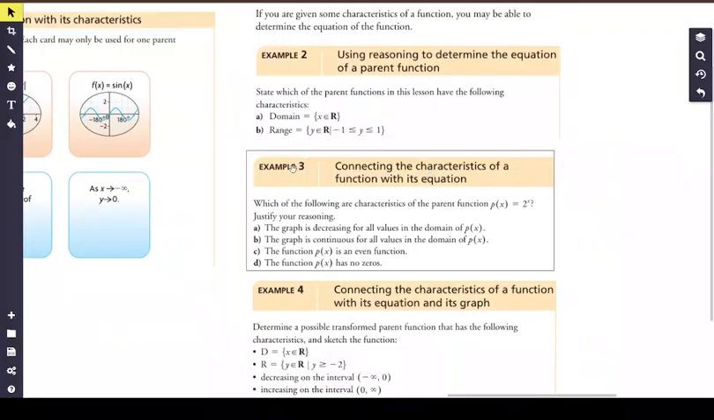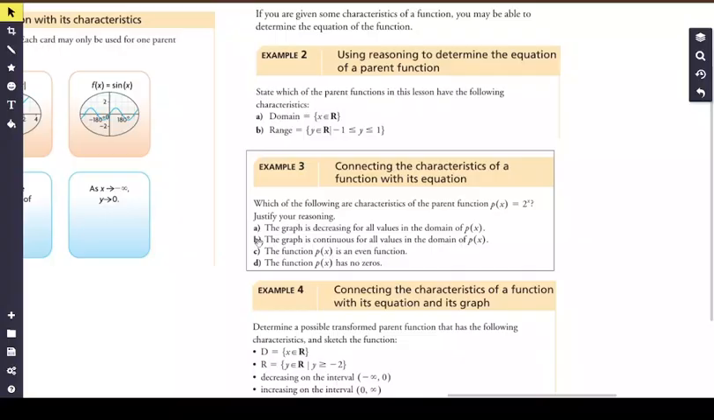Connecting the characteristics of the function to its equation. Which of the following characteristics of the parent function p of x is equal to 2 to the power of x? Justify your reasoning. The function is decreasing for all values. That is not true. Remember, we said this is an exponential function. Every x value after is always going to be larger, so it's always increasing no matter what. So A is automatically false.